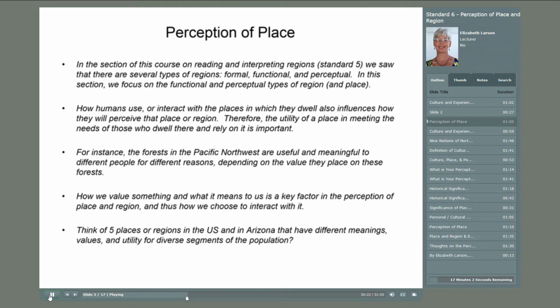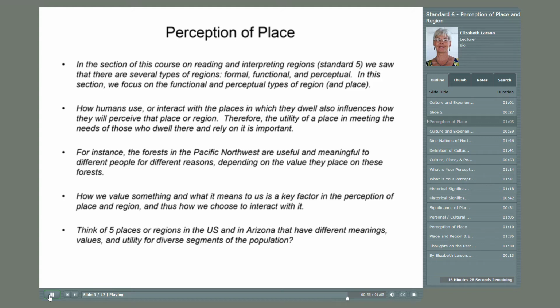How humans use or interact with the places in which they dwell also influences how they will perceive that place or region. Therefore, the utility of a place in meeting the needs of those who dwell there and rely on it is important. For instance, the forests in the Pacific Northwest are useful and meaningful to different people for different reasons, depending on the value they place on these forests. How we value something and what it means to us is a key factor in the perception of place and region, and thus how we choose to interact with it.